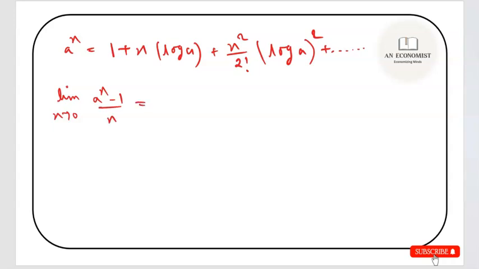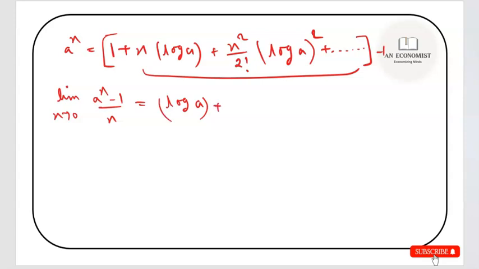Now if you see the numerator, this 1 will cancel out, right? This expression minus 1, then this 1 will cancel out. You will be left with only this portion. And now you are dividing that by x. So this x will cancel out. You will have log a here plus the remaining expression will have the x terms, because if you cancel this, it will have x by 2 factorial and the successive terms will have x. So this will be 0. If you put the limit, these terms will be 0. So it will only come out to be log a.